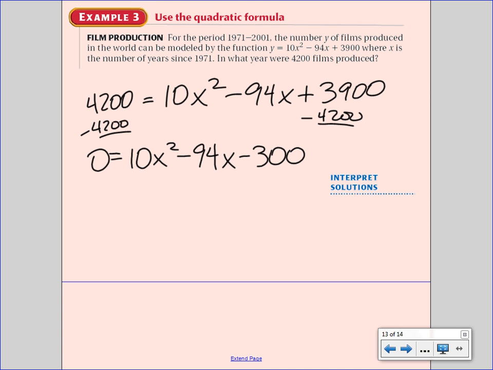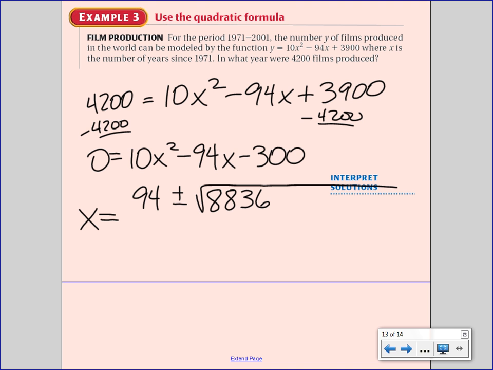Lucky us. Okay, x is equal to negative b. Well, b is currently negative 94, so what's negative b? 94. Plus or minus square root of b squared. What's b squared? 94 squared. 8,836. There you go.